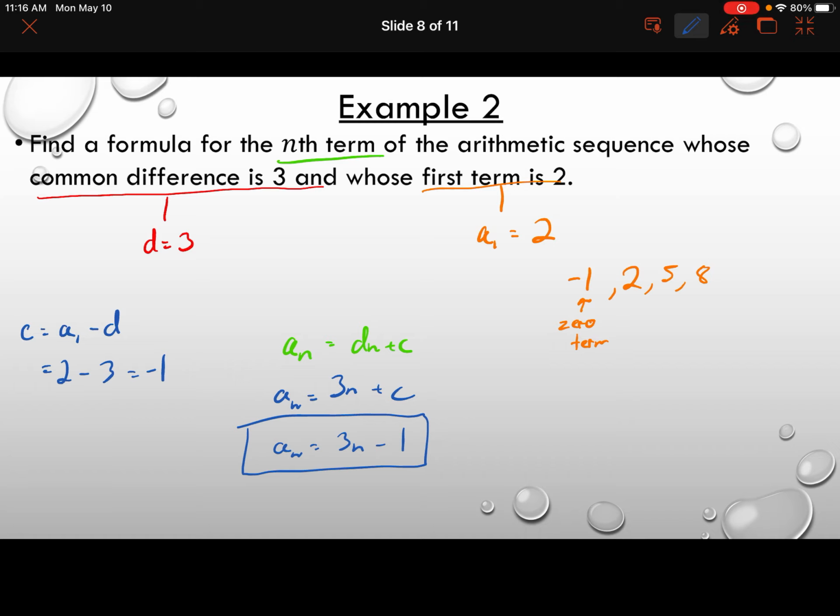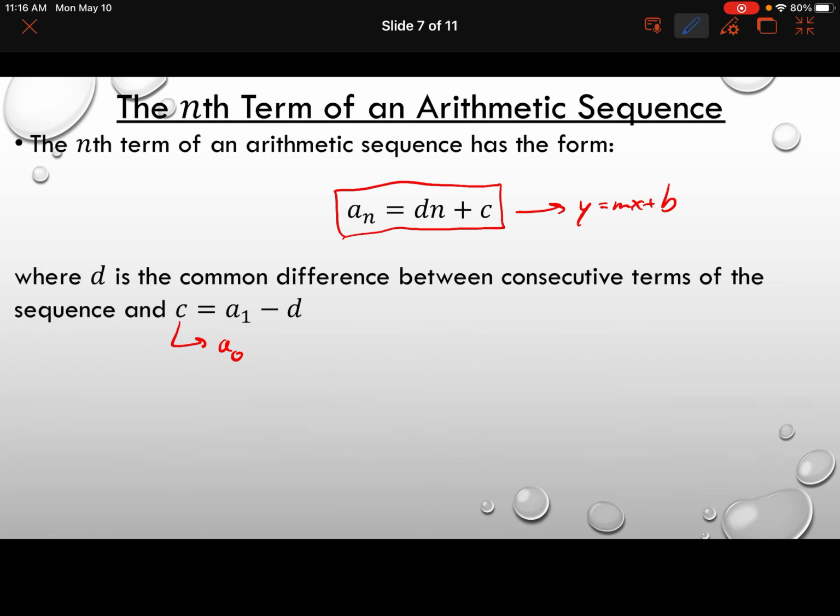Explicit, just to be specific. I forgot to include that in the directions, the explicit formula, including this slide. This should say the explicit formula for the nth term. So let me just add that. The explicit formula for the, there you go.